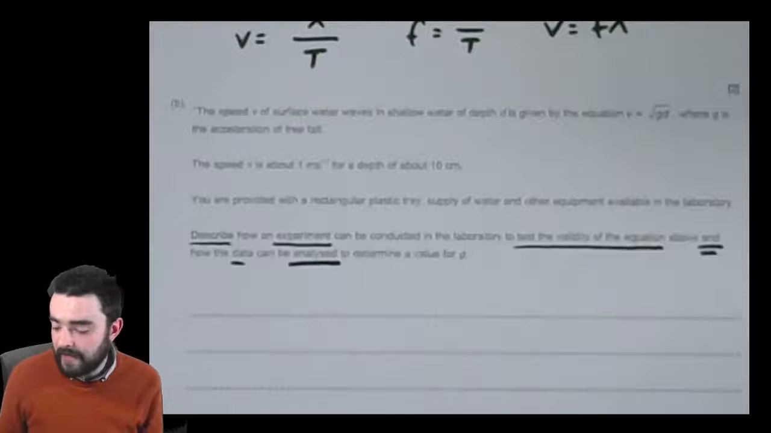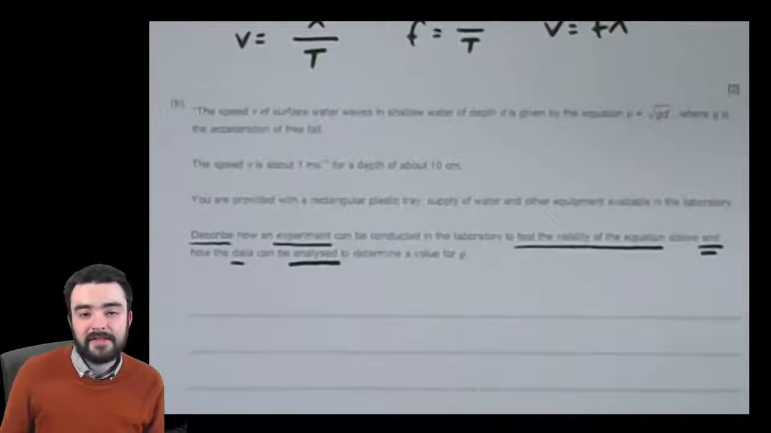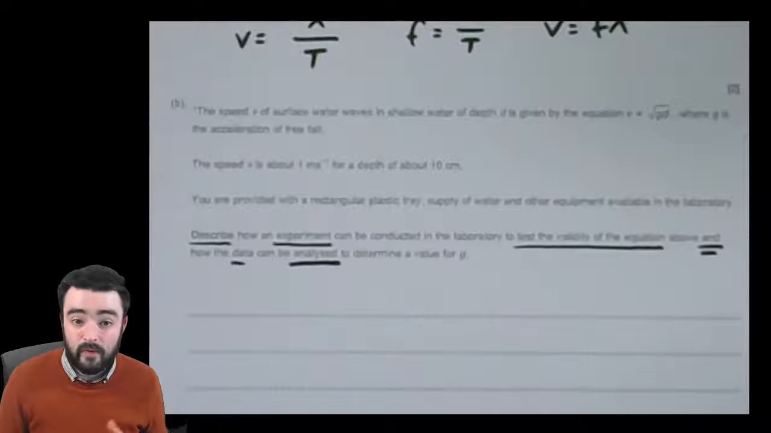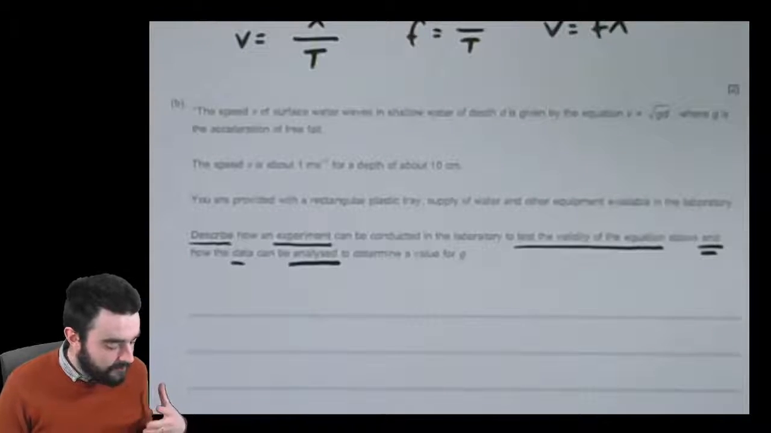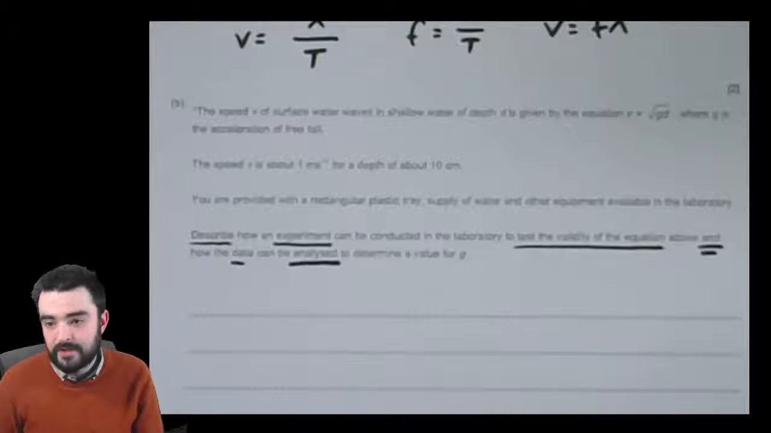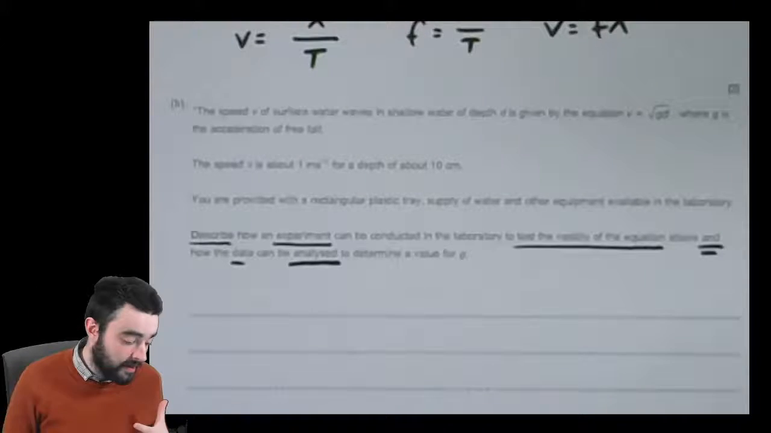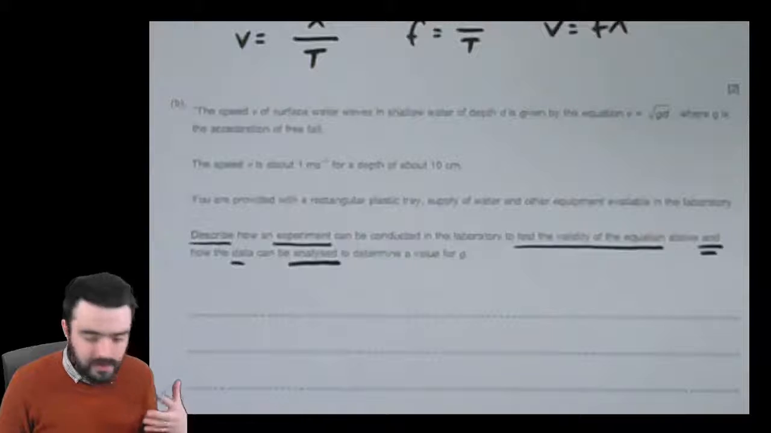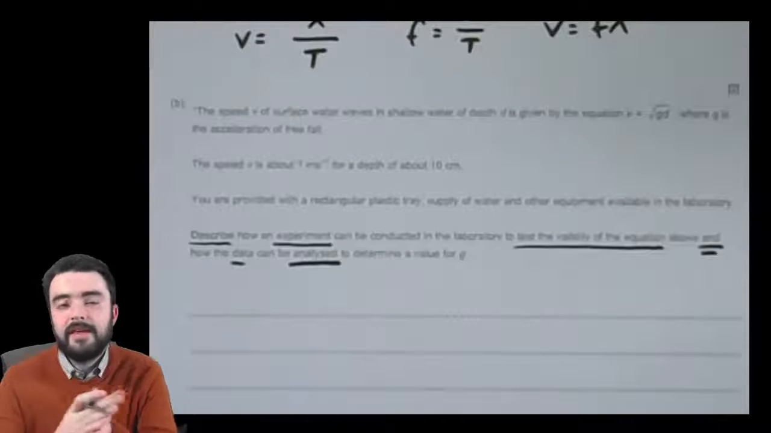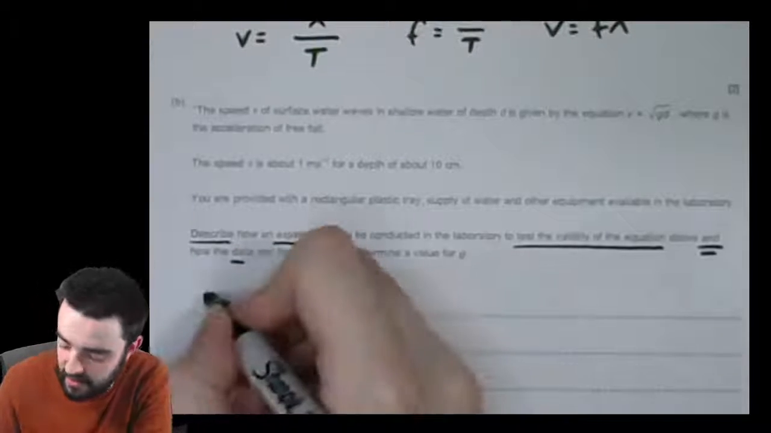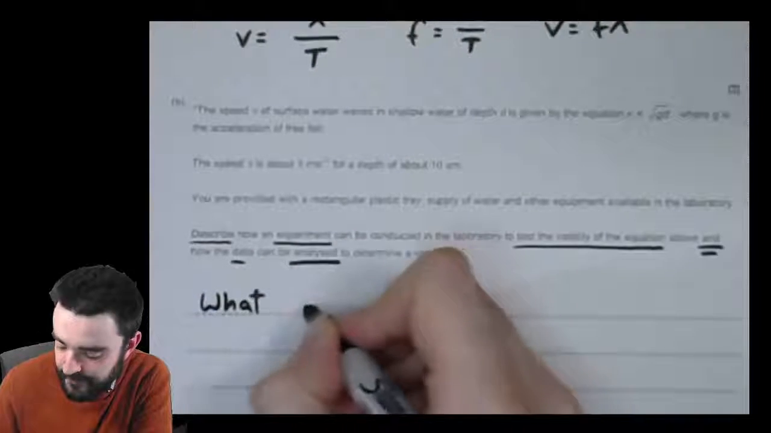Right, so if we're trying to find a value for g, that suggests that we can measure 2 and we need to calculate the third. So firstly, let's have a think about the description of the experiment. Whenever you're thinking about an experiment, you need to think, what am I measuring?